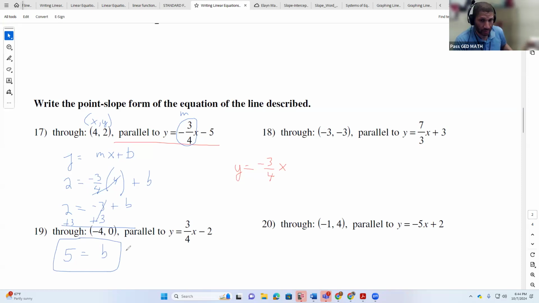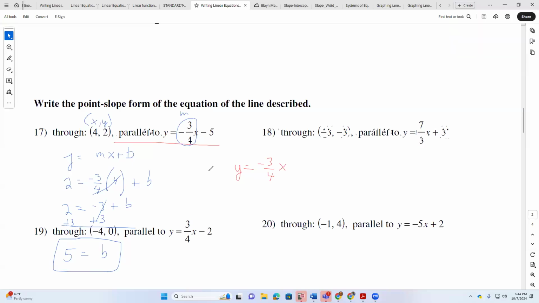What's my equation of line? Y equals... 2x? Wait, where'd you get 2x from? What is your slope? Minus 3 over 4. Remember, you label everything. Your x and your y is 4 and 2.